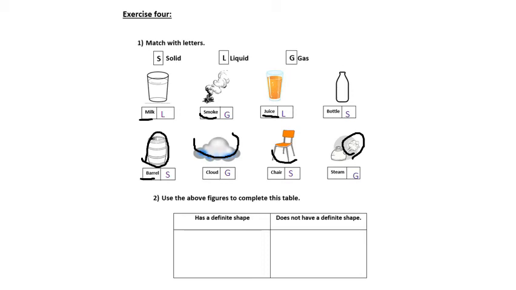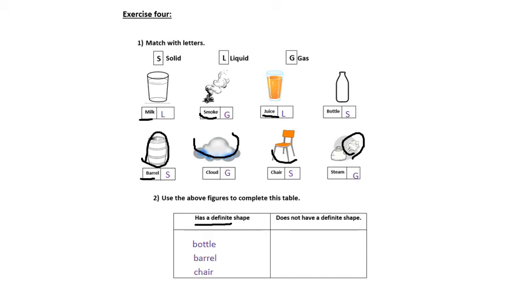Now what we should do is use the above figures to complete this table. Here we have "has a definite shape." We all know that solids have a definite shape, right? "Does not have a definite shape." We know that liquids and gases do not have a definite shape, okay? So let's start with definite shape. Solids, what do we have here for solids? We have bottle, barrel, and chair.